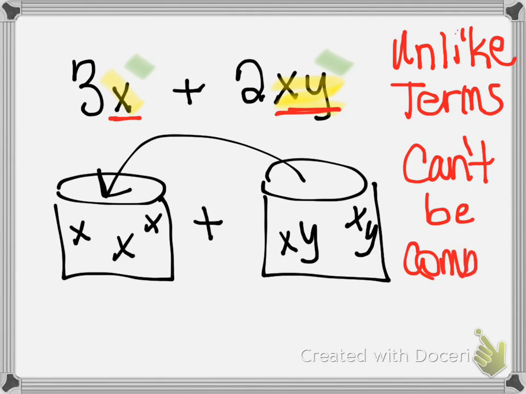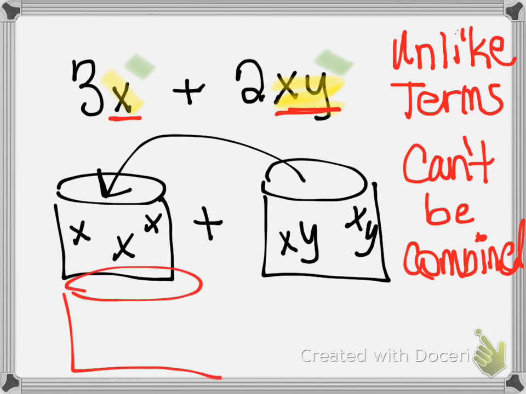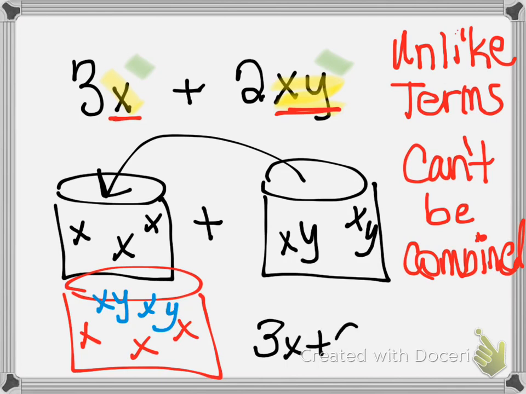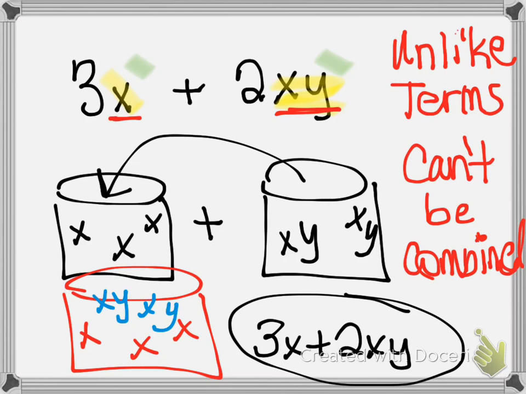You cannot simplify this expression. If you were going to dump this bucket into that bucket, you would still have a bucket that had 3 x's in there, and you would have 2 xy's. They don't go together. You cannot compact the way you're expressing that. You can't write it in any shorter of a term because it's already in simplest form. So 3x plus 2xy does not simplify. This is simplest form because those terms are not like terms.